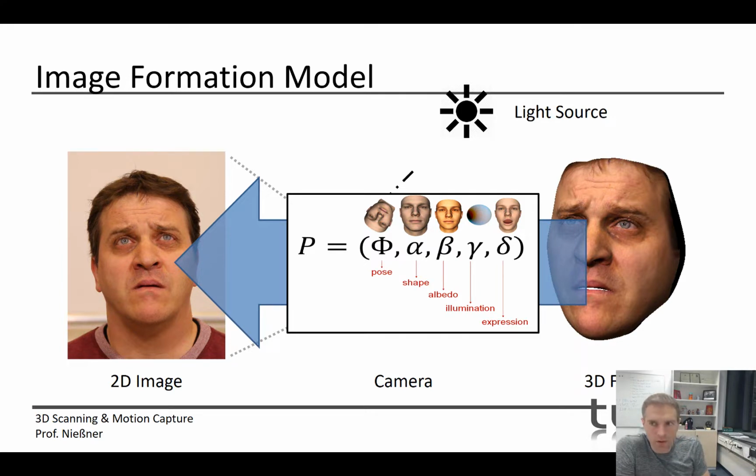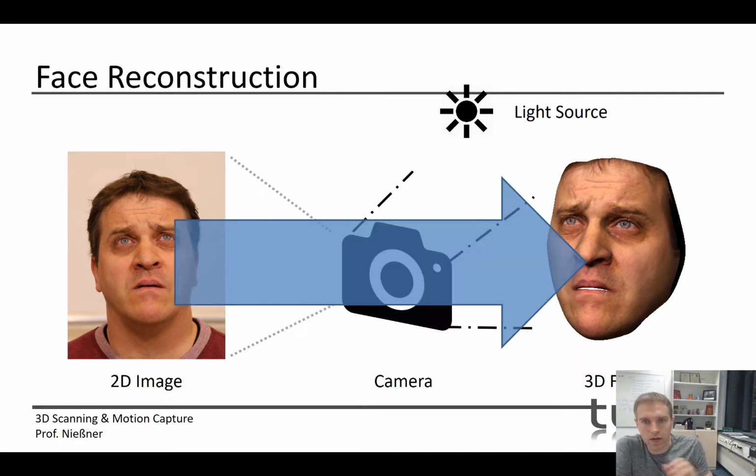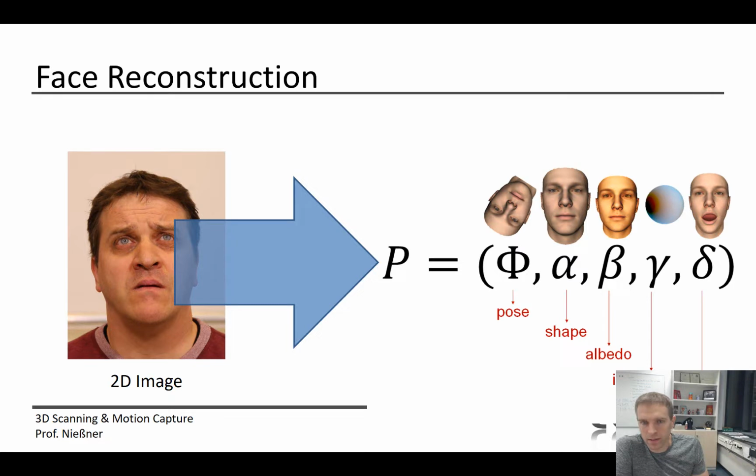And that's a really powerful thing because we have this image formation model now. And our goal at this point is we want to invert this process. So rather than taking the model and creating a 2D image out of it with the forward rendering process, we now would like to take the 2D image as input, and we would like to reconstruct the 3D face. And reconstruction, to be more concrete, in this case means to estimate and optimize for these parameters of the model, meaning that we want to optimize for pose, shape, albedo, illumination, and expression, right?